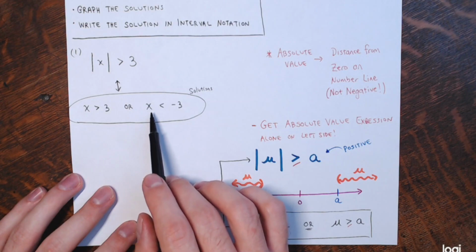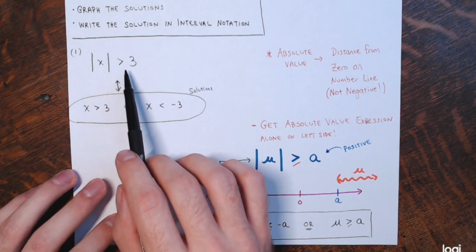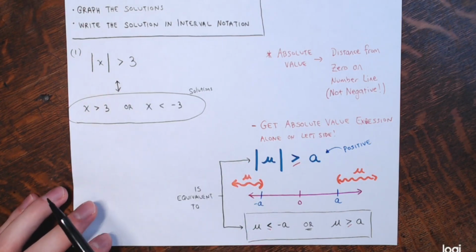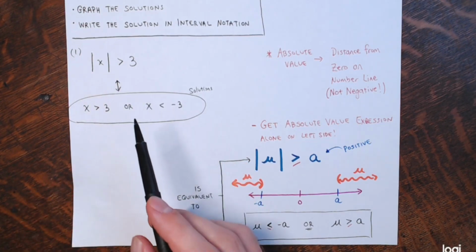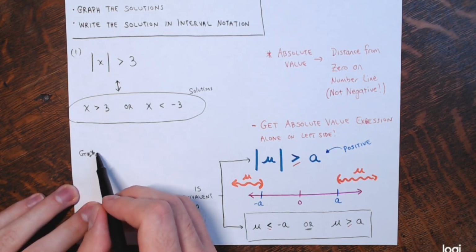But not 3 itself, not negative 3 itself, because those have absolute values equal to 3, not greater than 3. So 3 and negative 3 are not included. All right, and then we make a graph. Graph these solutions on a number line.